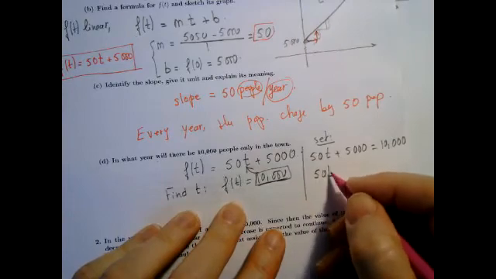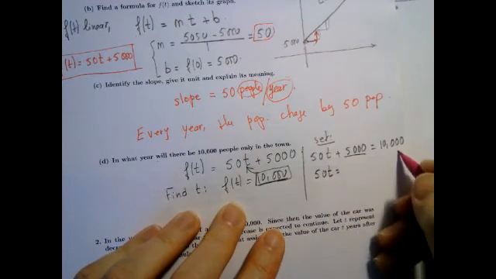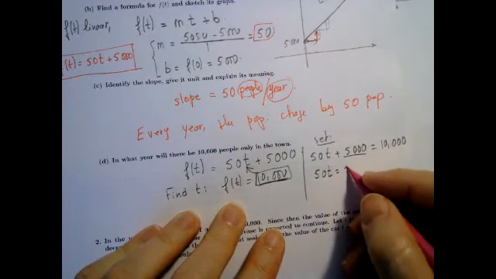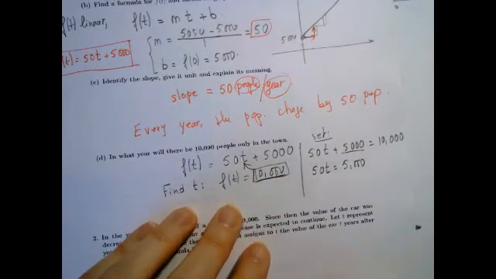We take 5,000 from both sides: 10,000 minus 5,000 gives me that. Then I divide by 50.